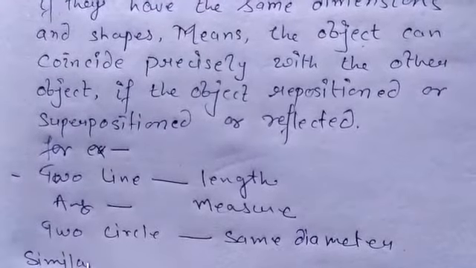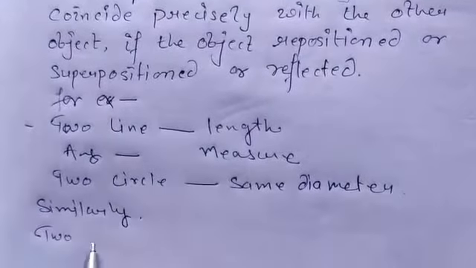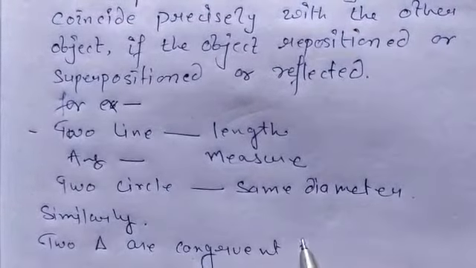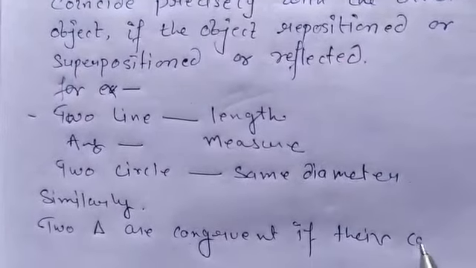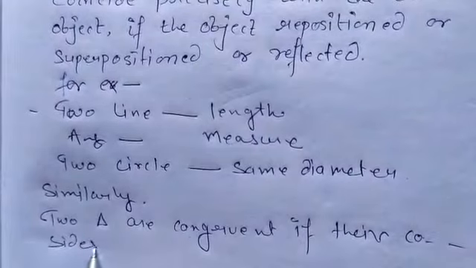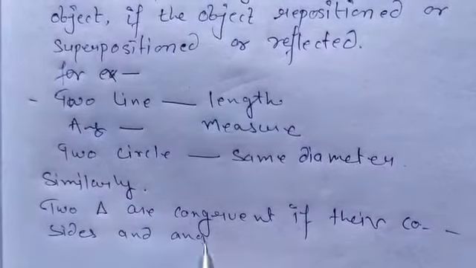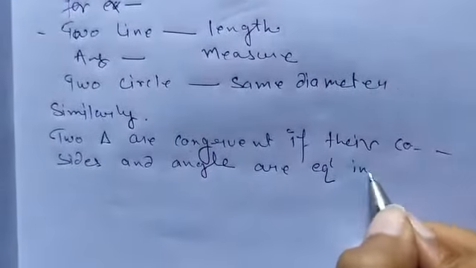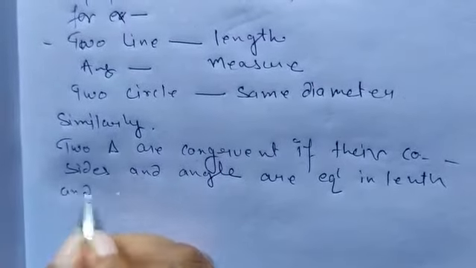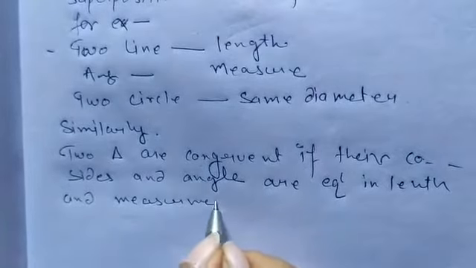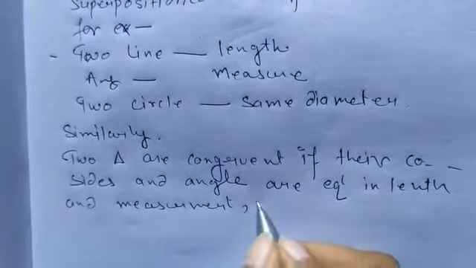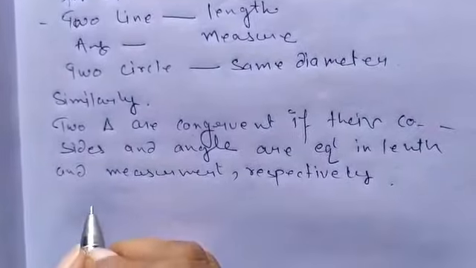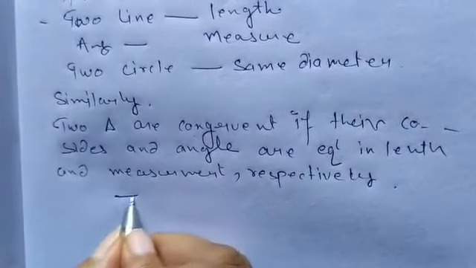Similarly, two triangles are congruent if their corresponding sides and angles are equal in length and measurement, respectively. We can denote congruency by this symbol.